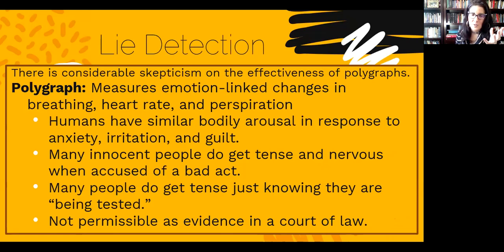So what they do is they kind of take a baseline. They connect you to the machine, and then they ask you questions like, do you live at such-and-such address? Yes. Are you married? Whatever. You answer these questions that are super easy, that everybody knows the answers to. That's how they gauge your baseline. And then they start asking questions where, if you're lying, the idea is that your breathing, heart rate, and perspiration would elevate. The problem is that we have similar body arousals in response to anxiety, irritation, and guilt.